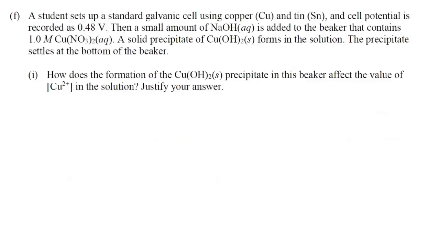All right, in part F, it says a student sets up a standard galvanic cell using copper and tin, and the cell potential is recorded as 0.48 volts. Then, a small amount of aqueous sodium hydroxide is added to the beaker that contains the 1 molar copper nitrate. A solid precipitate of copper hydroxide forms in the solution, and the precipitate settles in the bottom of the beaker. How does the formation of solid copper hydroxide precipitate in this beaker affect the value of the concentration of the copper ion in the solution?